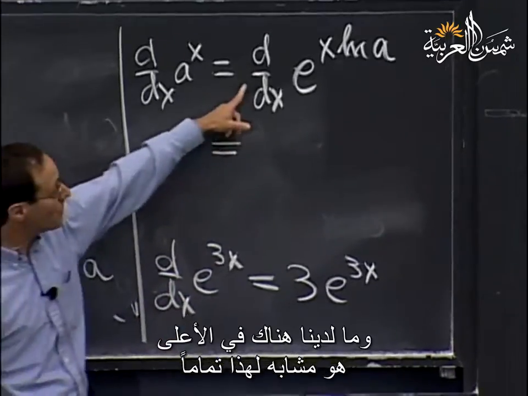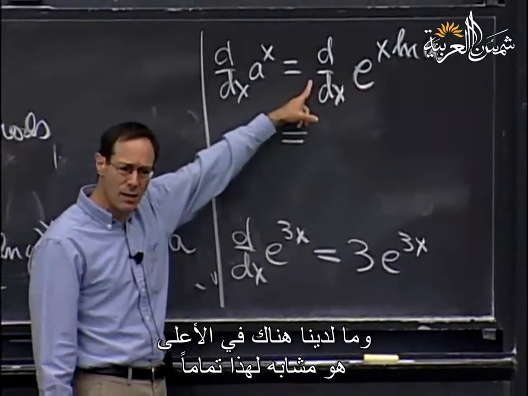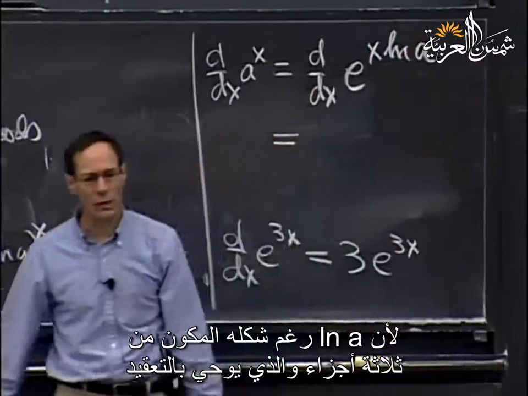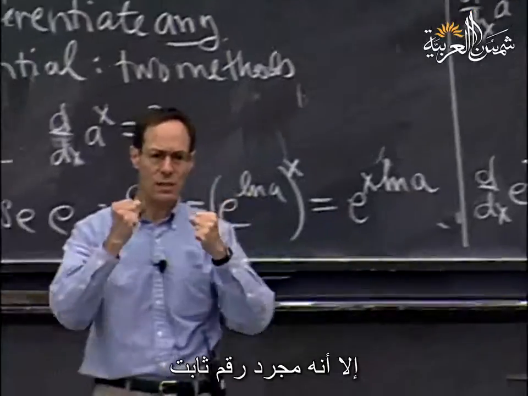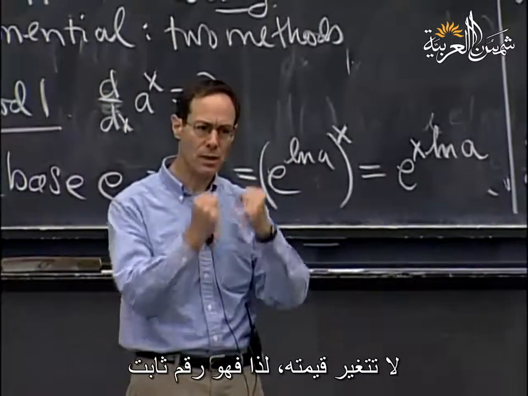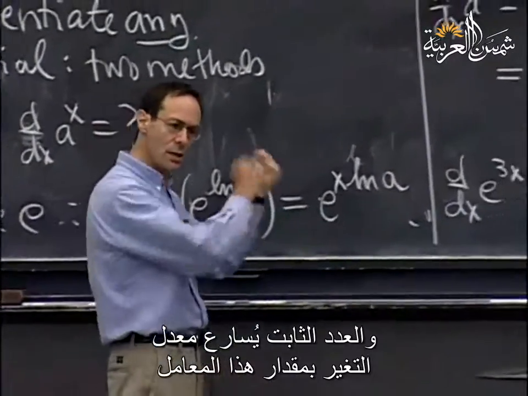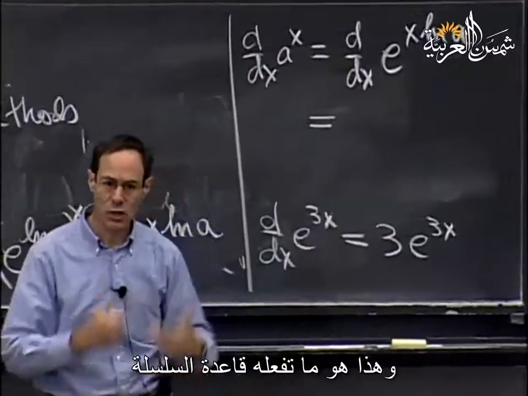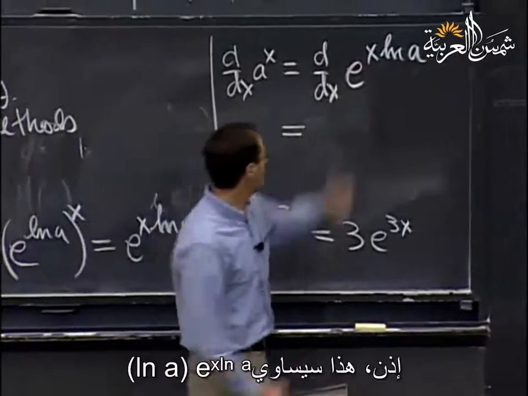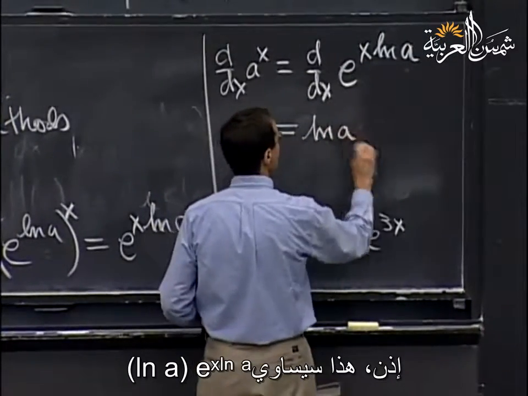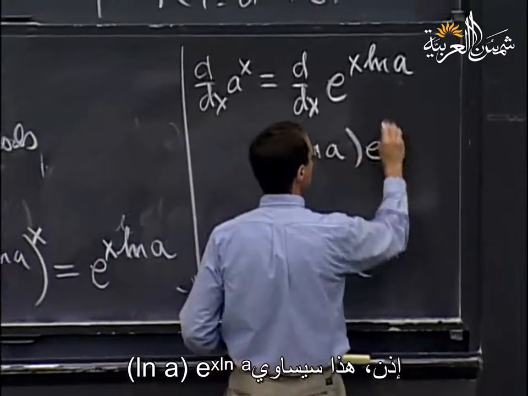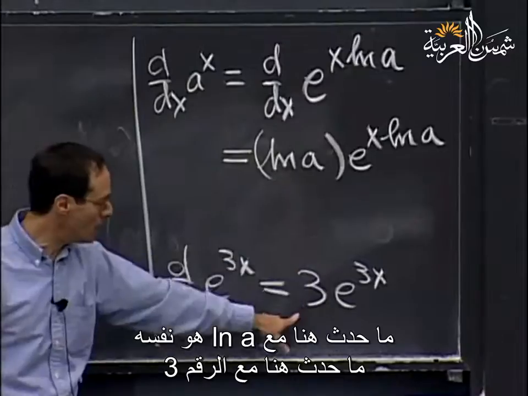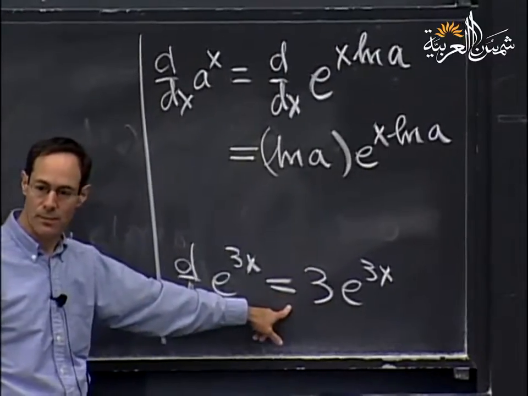Now what we're doing up here is exactly the same thing, because log a, as frightening as it looks with all 3 letters there, is just a fixed number. It's not moving, it's a constant. So the constant just accelerates the rate of change by that factor, which is what the chain rule is doing. So this is equal to log a times e to the x log a. All right, same business here with log a replacing 3.